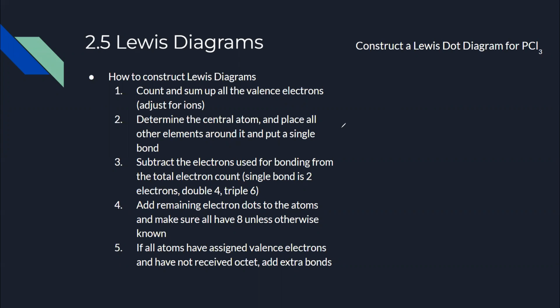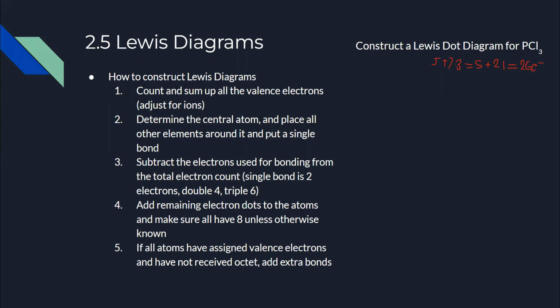So it's pretty easy. Phosphorus has 5 valence electrons, and you also have 7 valence electrons in chlorine. So 7 times 3 is 21, and 5 plus 21 equals 26. Once you have the amount of electrons, you have to determine the central atom and place all the other elements around it and put a single bond.